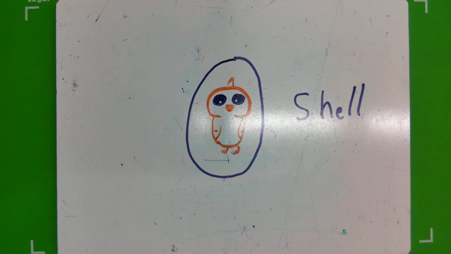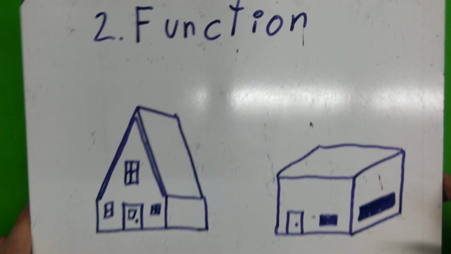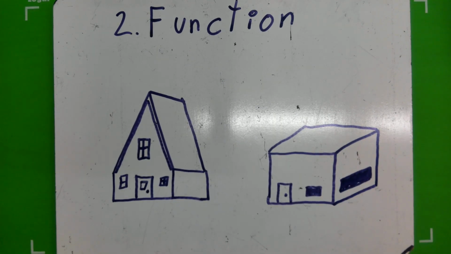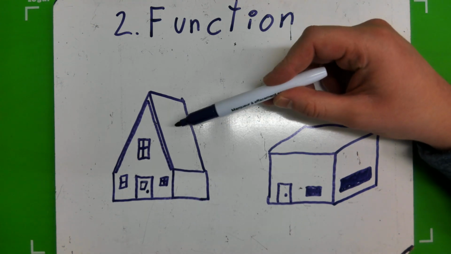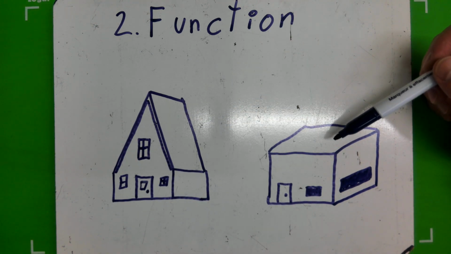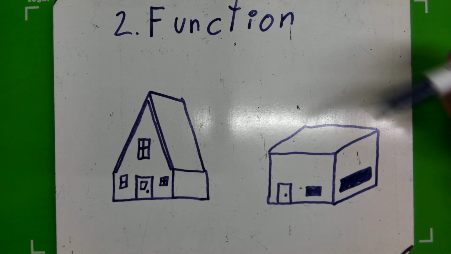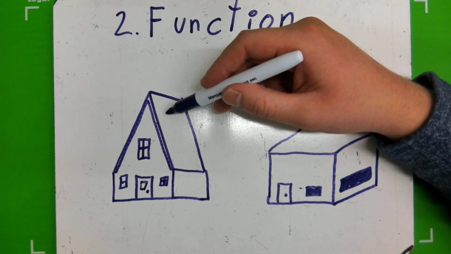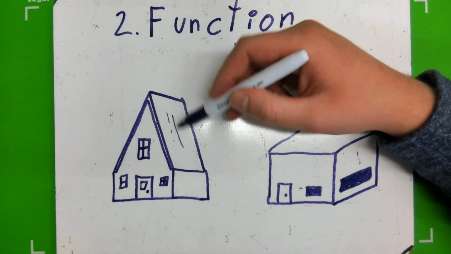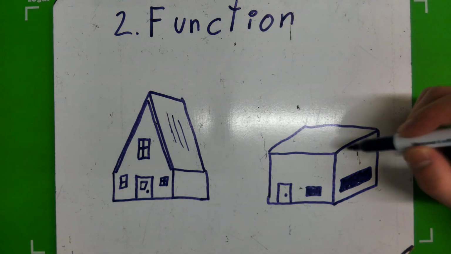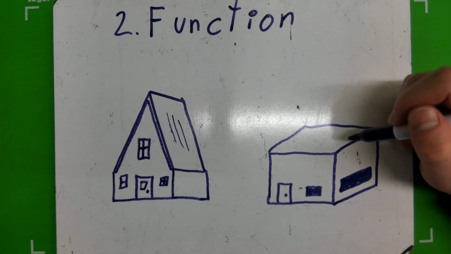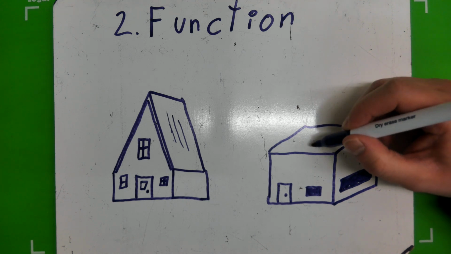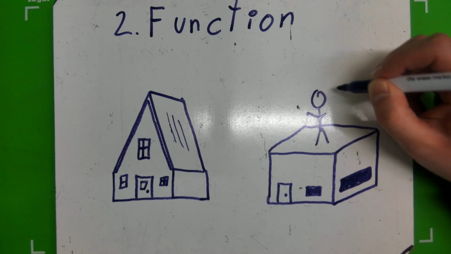We can also categorize structures by their functions. For example, the roofs here. This roof would have a very different function than the roof here. This roof, for example, allows the snow to fall off its side, while this roof allows for things to be put on top of the roof. For example, a party. Yay!